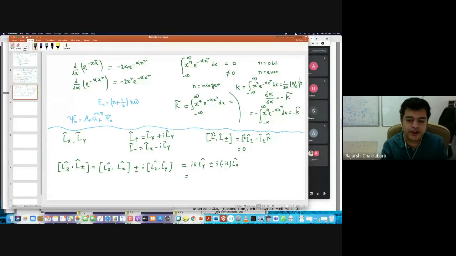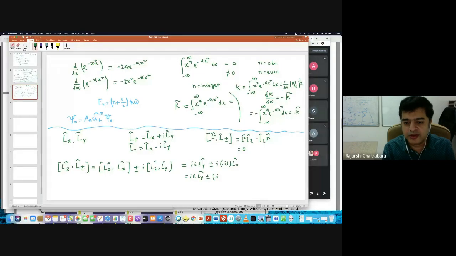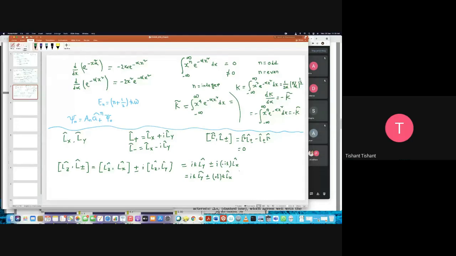So I'm just going to write it like this. I'm not combining this minus and this minus. So let us write it down. iħ LY, let plus minus be here. What I'm going to get is minus. If I combine this with this, i squared is 1. This is fine if I write like this.